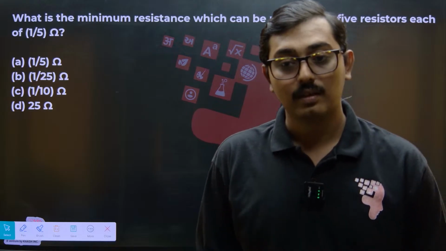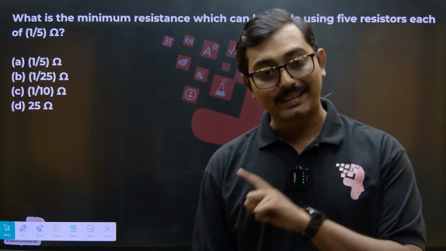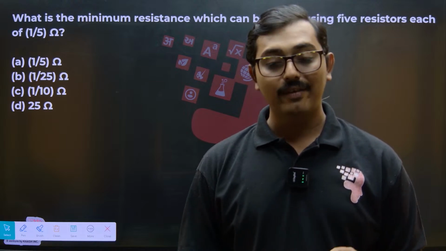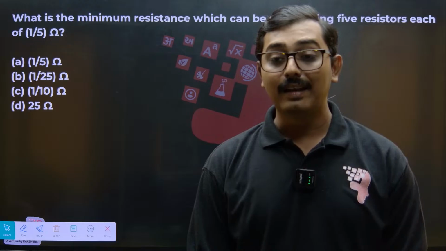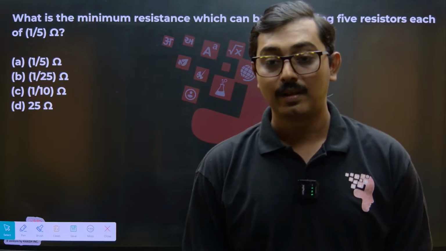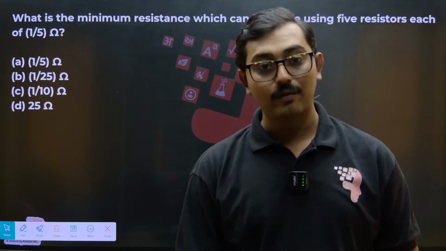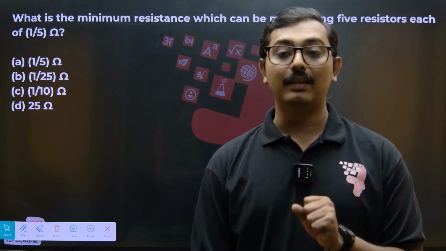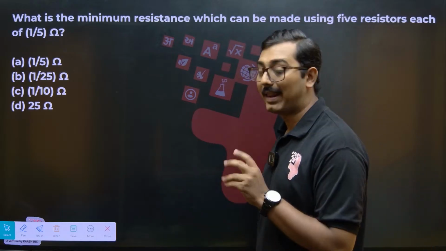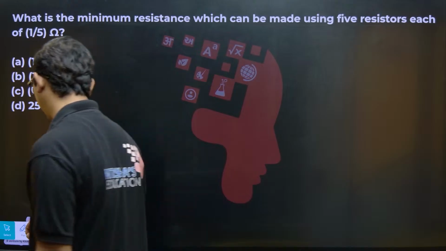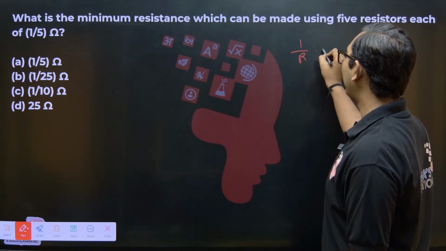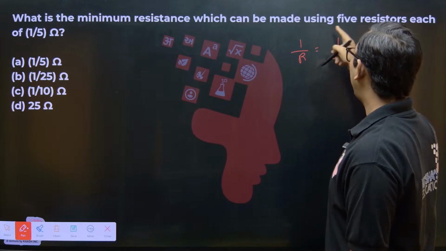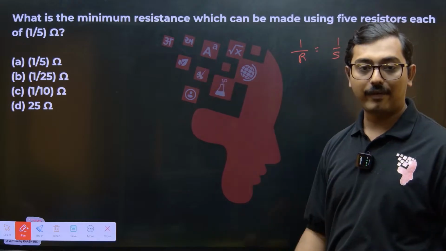more wastage of heat. So for the same reason, when we attach all the resistors in series connection, we will get maximum resistance. But if you want less resistance, what we can do is connect them in parallel connection. Hence, we will find 1 upon R is equal to 1 upon 5, and all the 5 resistors are of 1 upon 5 ohm.